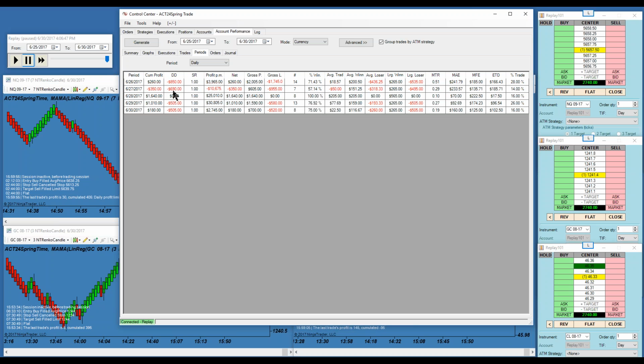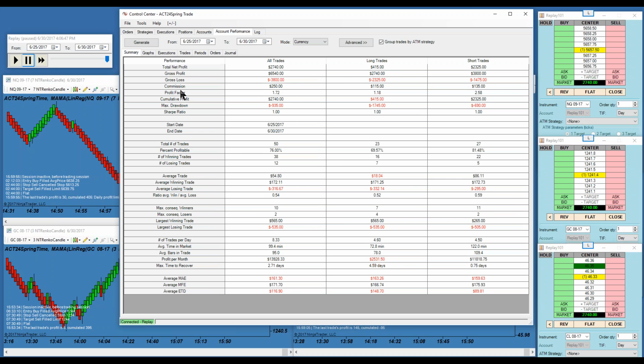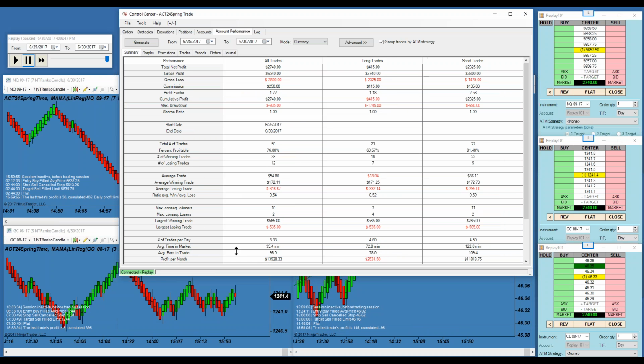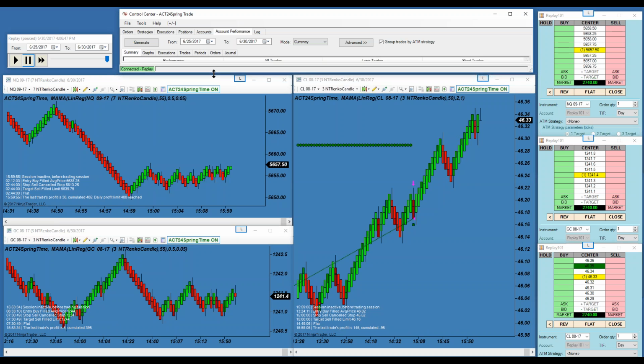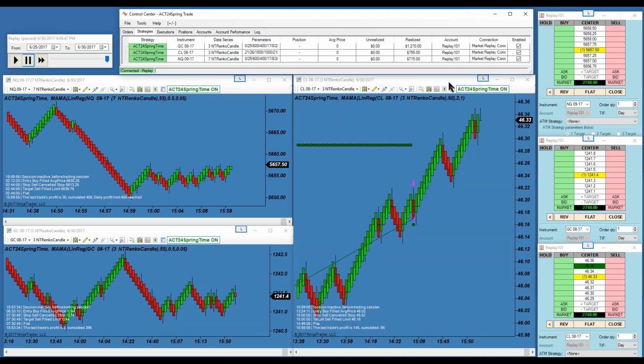Your drawdowns for the week, there they are. Not bad. Not bad at all. And that means from the top to the bottom. That's what DD means, drawdown. So very, very nice. You can't expect automation to be any better for you with 3 contracts. And if there is a better program out there, I would like to know about it, and I would buy it.